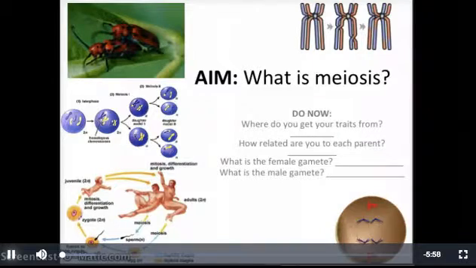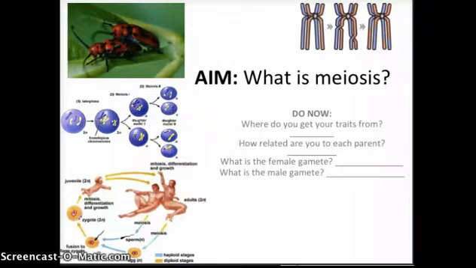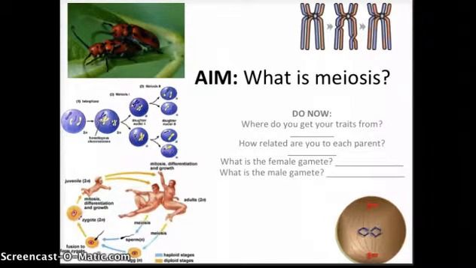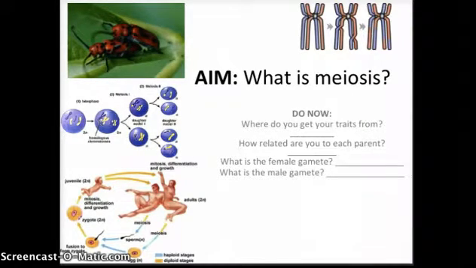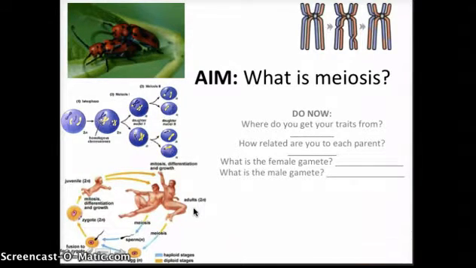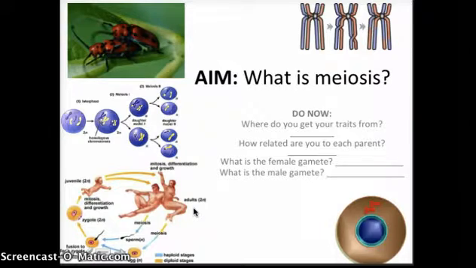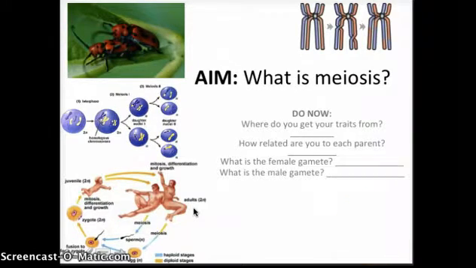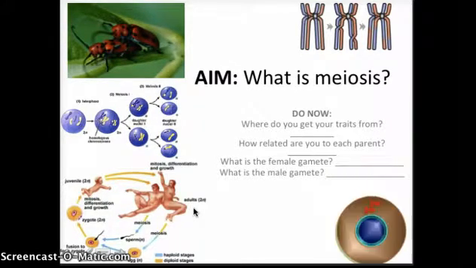Unit 6, page 4. What is meiosis? Where do you get your traits from? That's right, you get them from your parents. How related are you to each parent? You're only one half related from each parent.